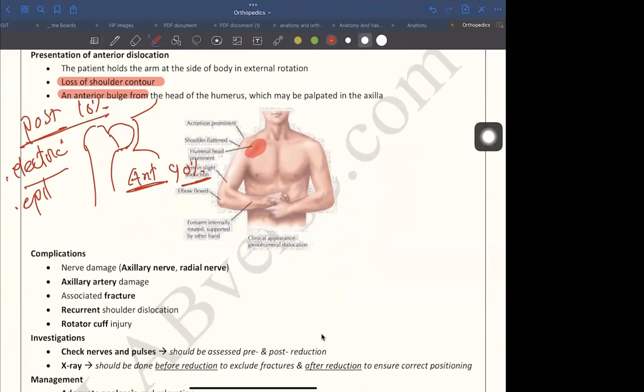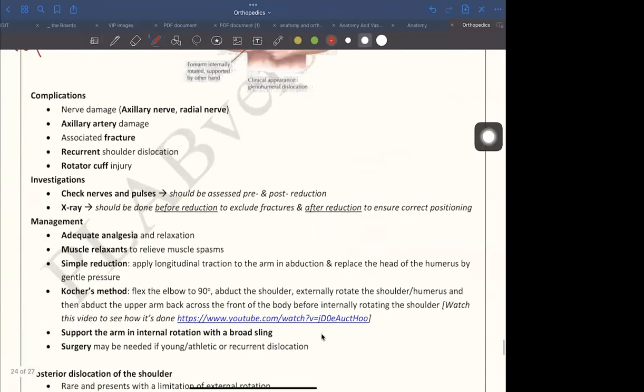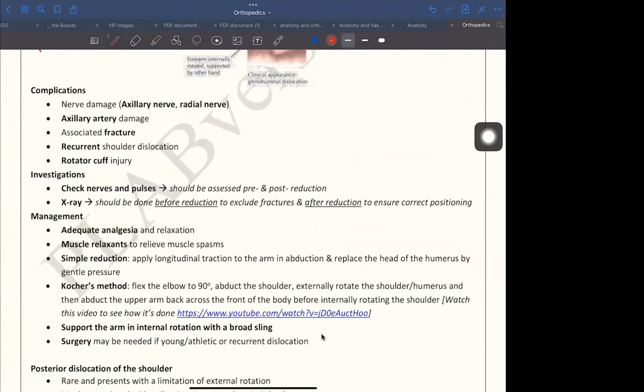You do an X-ray with something called a Y view or scapula view, and the treatment here is basically relocation. I would advise that you watch the Kocher method for relocation on YouTube, the link is attached.